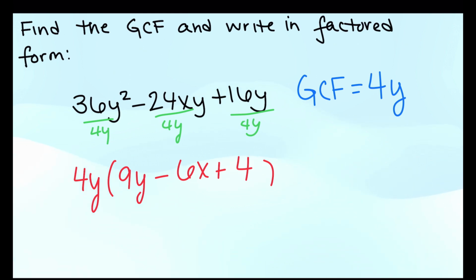Scanning this answer, I can see that I did actually get that greatest common factor because there's no other common factors left. The numbers now are 9, 6, and 4. They don't share a common factor, and there's no variable that's left in all three terms. We can also distribute, make sure we get what we started with to check our work.